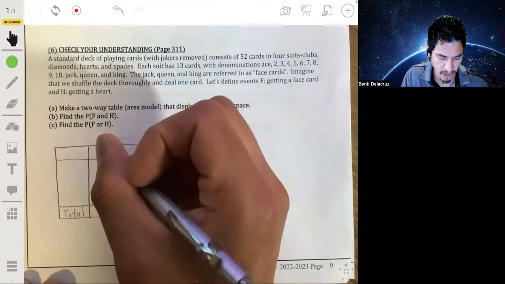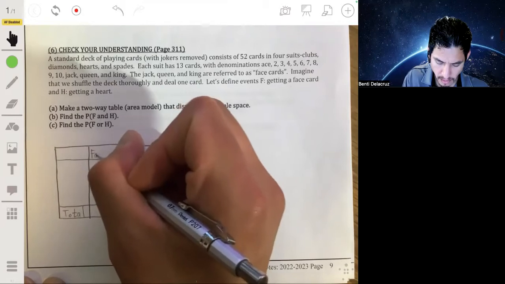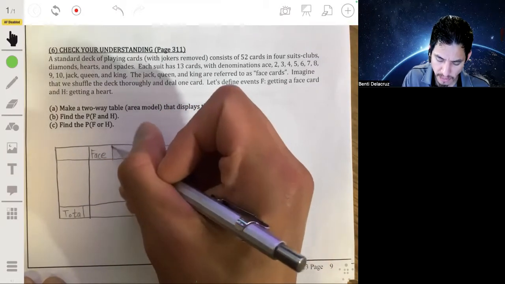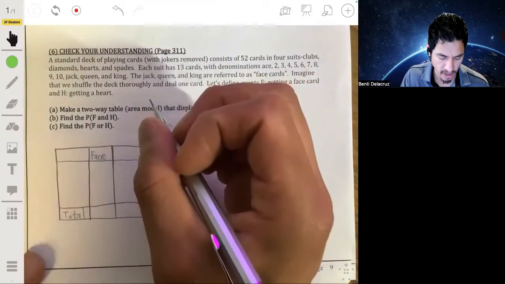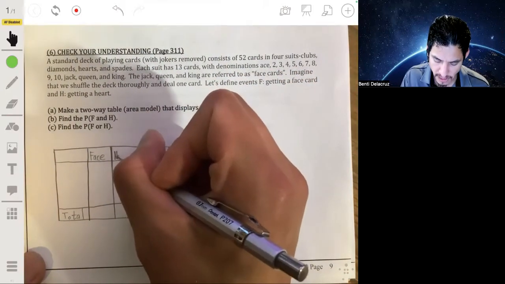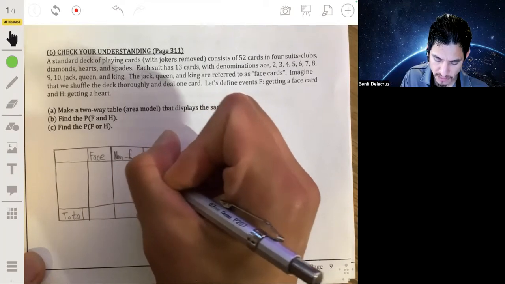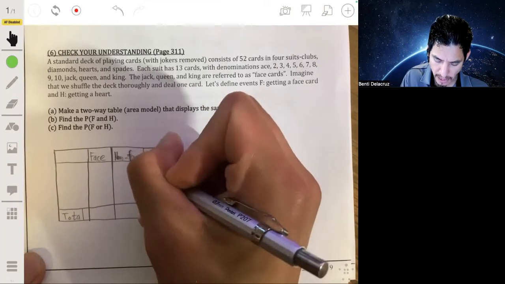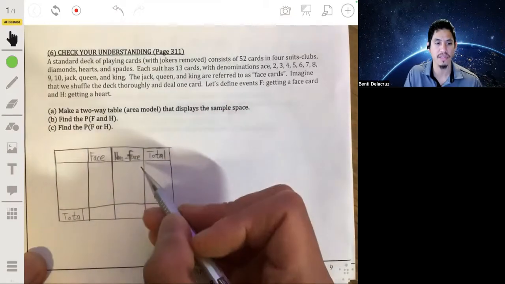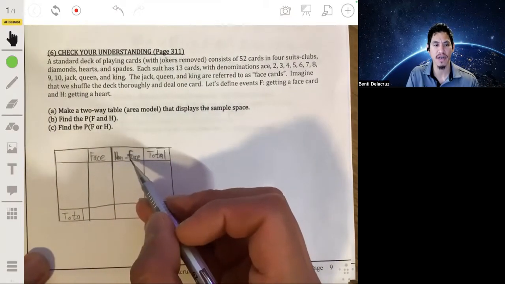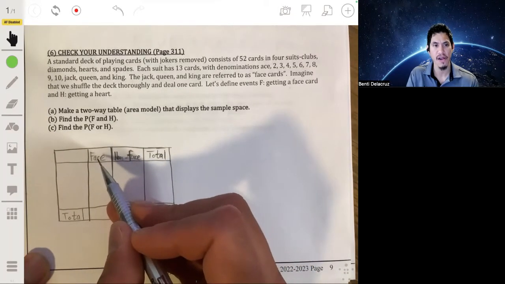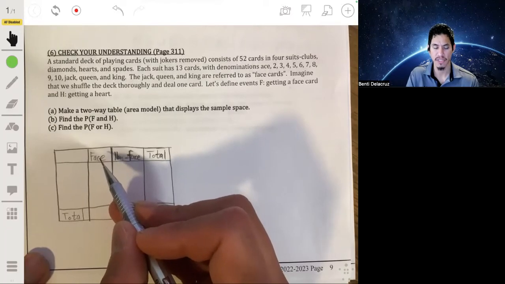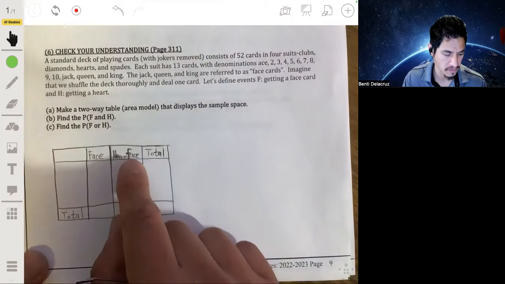You either can get a face card, or what's the other possibility in the universe? You're not going to get a face card. So you either get a face card or non-face. You don't have to be specific about the card you get. You just care that it's a face card and not a face card. A face card can include jack, queen, king, but it doesn't matter. We don't care about that specific detail in this case. We just care that it's a face card or that it's not a face card.